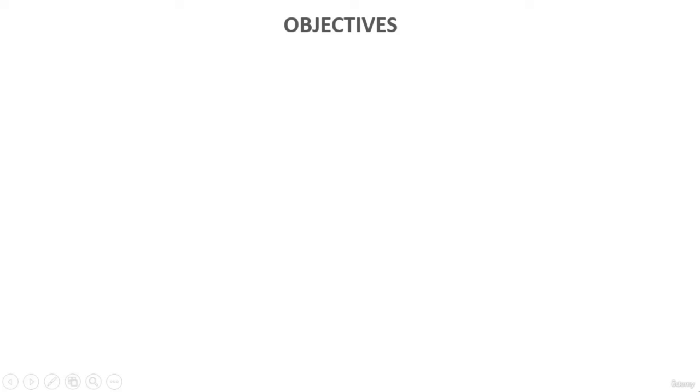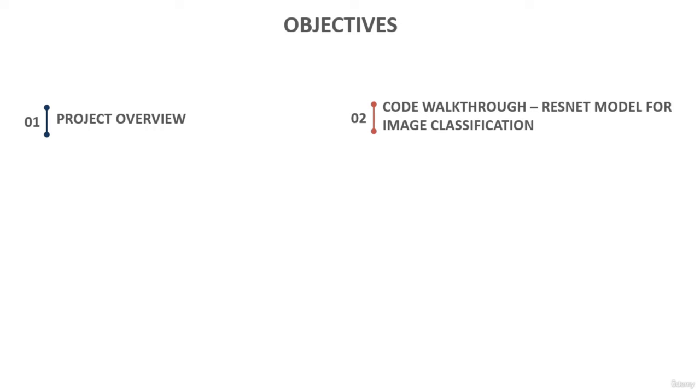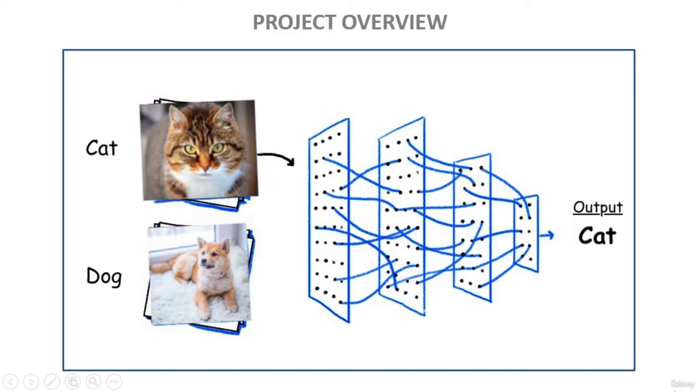dataset. Welcome to the project Training ResNet Model for Image Classification. We are going to start this project with a project overview session where I'm going to walk you through the high-level design of the project. Then we are going to move to the code walkthrough session. In the code walkthrough, I'm going to explain the source code of the project, what kind of configuration you need to run the project, and also how to execute the project. Finally, I'm going to provide you with the code download instructions so that you know how to run the project yourself. So let's begin.